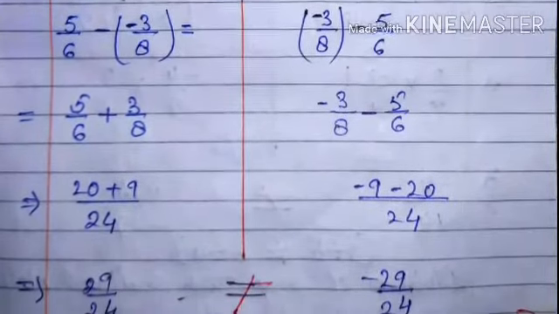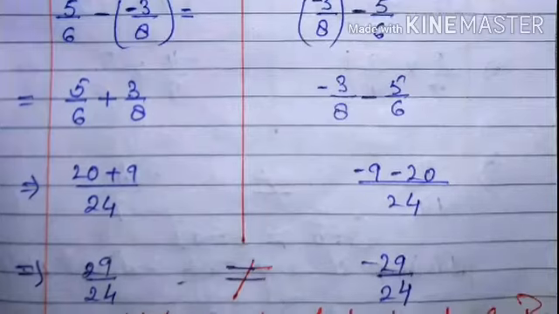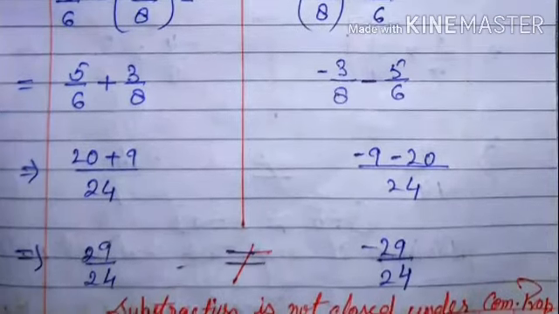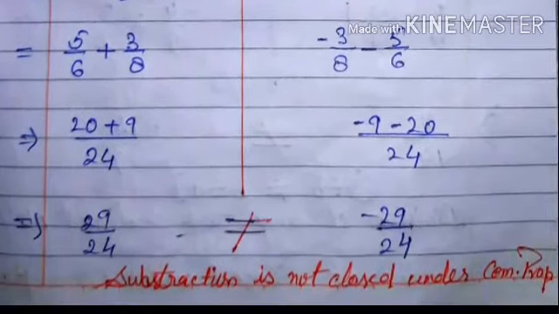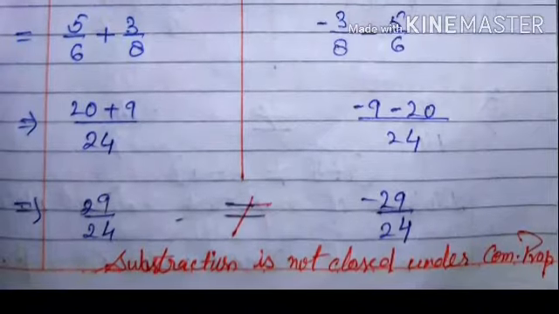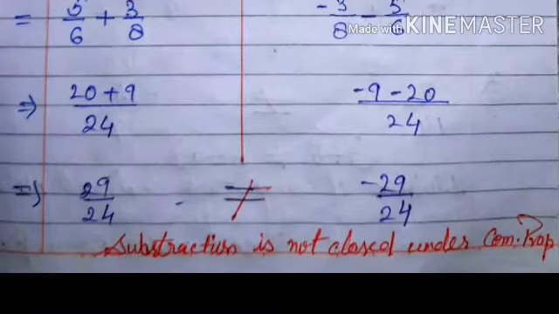So after solving this, at last we get 29/24. On the other hand we get minus 29/24, that is not equal to each other. So we can say the subtraction is not closed under commutative property.